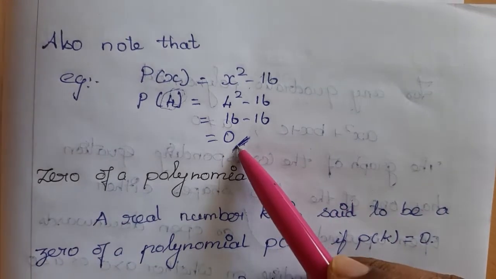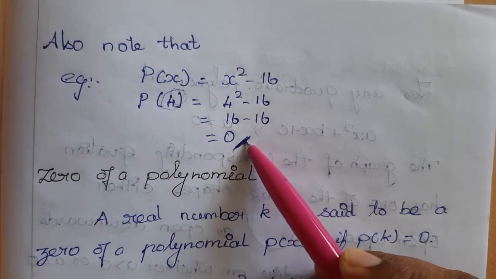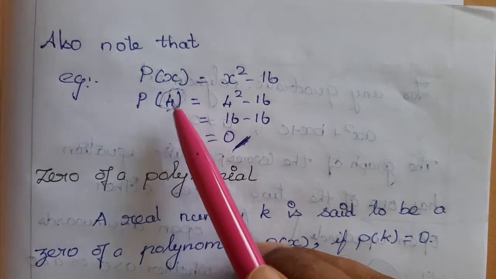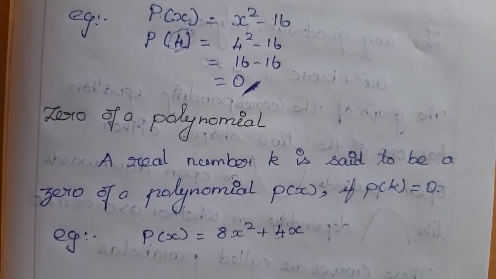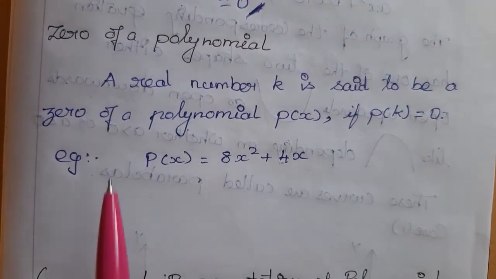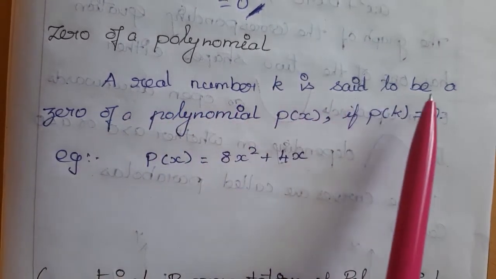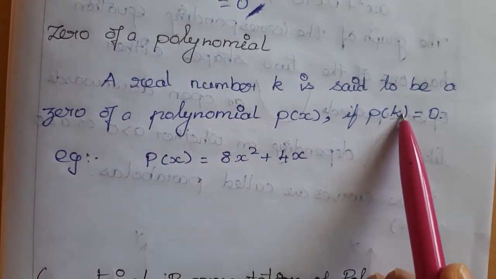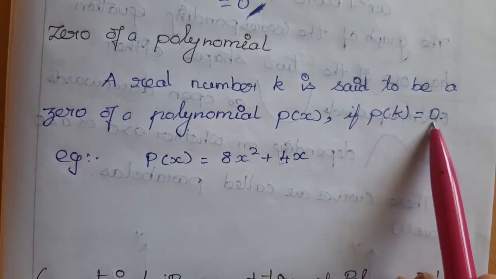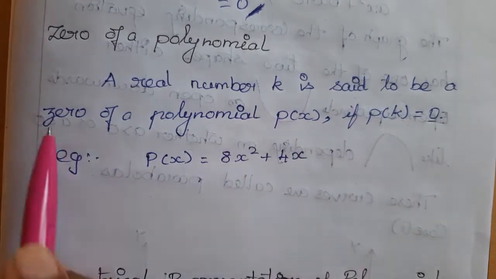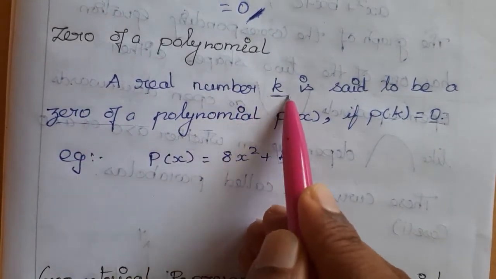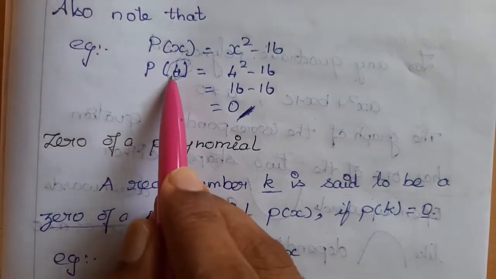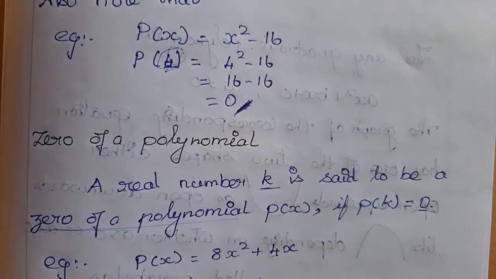So if you obtain a 0 value after substituting a real number, here we substituted 4, then 4 is called a zero of the polynomial. A real number k is said to be a zero of the polynomial p of x if p of k is equal to 0. If you substitute the real number k and obtain the answer 0, then k is called a zero of the polynomial. In the previous example the real number is 4, so 4 is the zero of the polynomial.